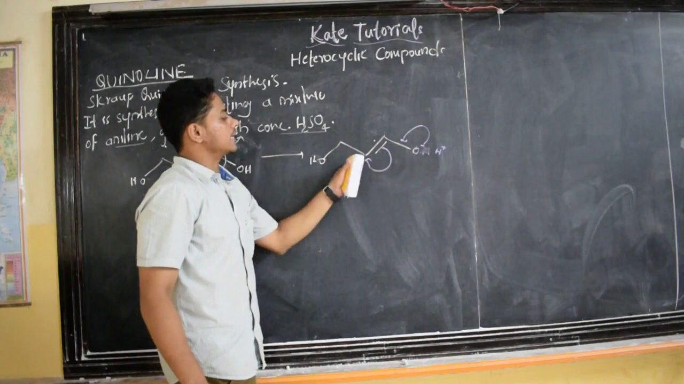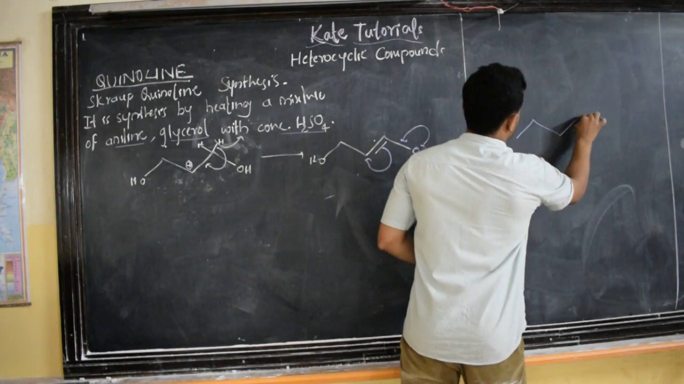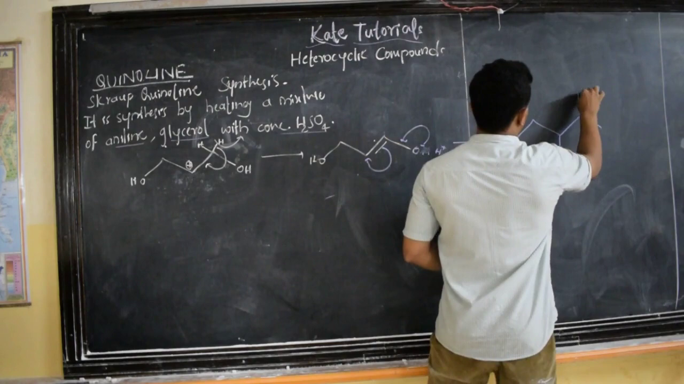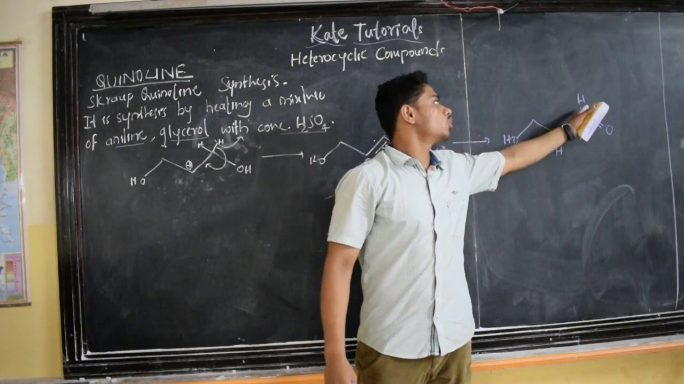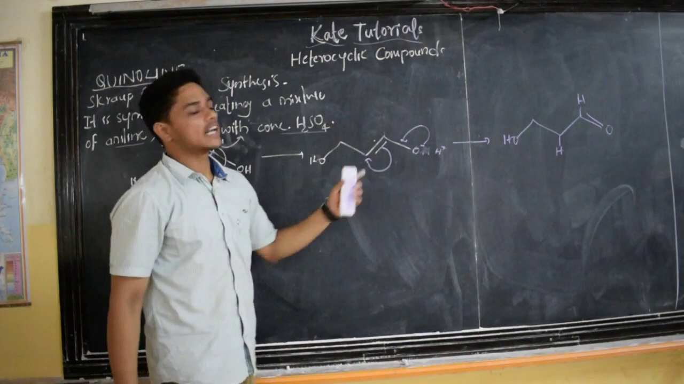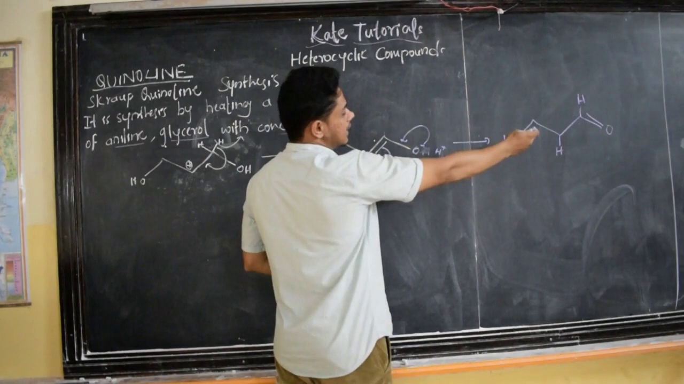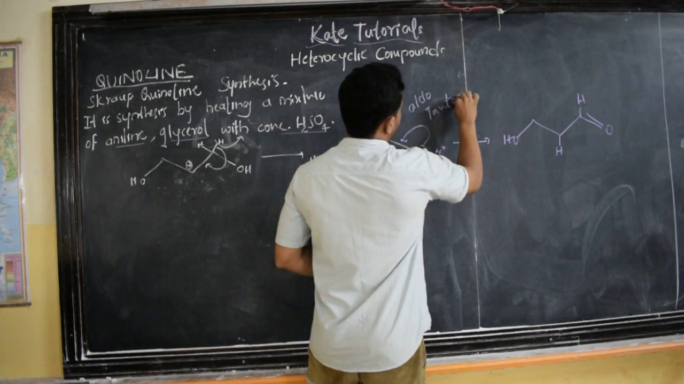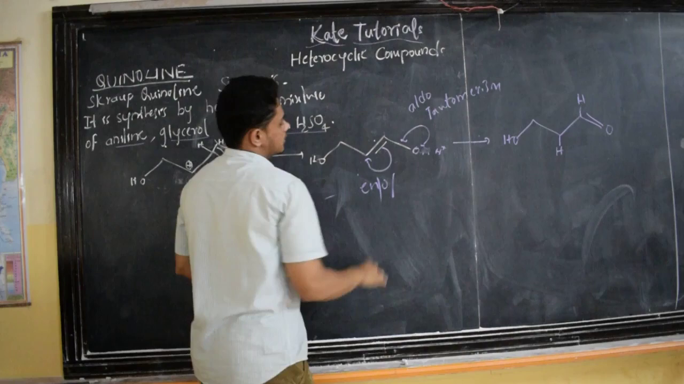See, OH, and here it will be H, here H, and here double bond. So what it is, C double bond O, H, that is a carbonyl compound we will get. This kind of rearrangement is nothing but tautomerism. Since we are getting an aldehyde, we will call it aldo tautomerism, because from the enol we got the aldehyde by rearranging.